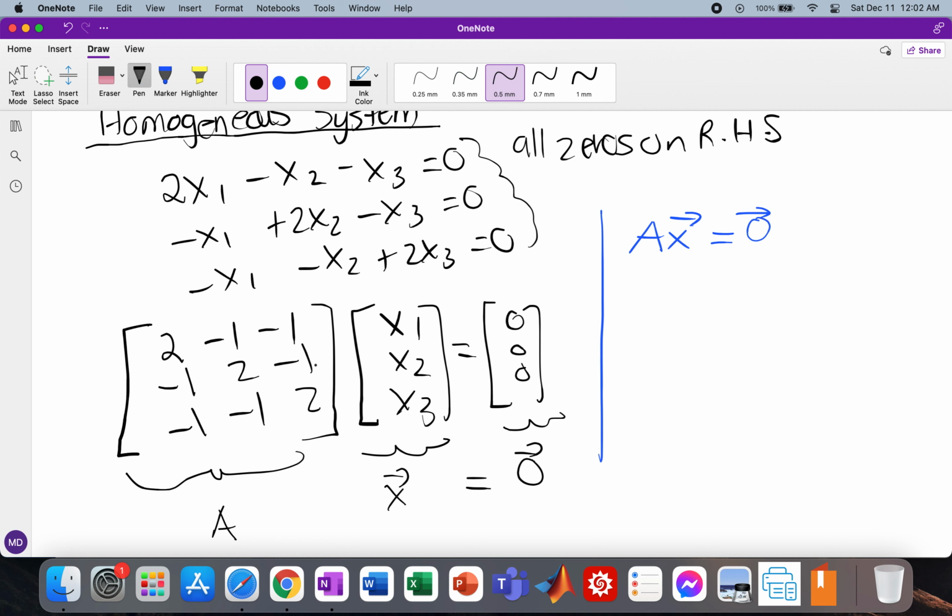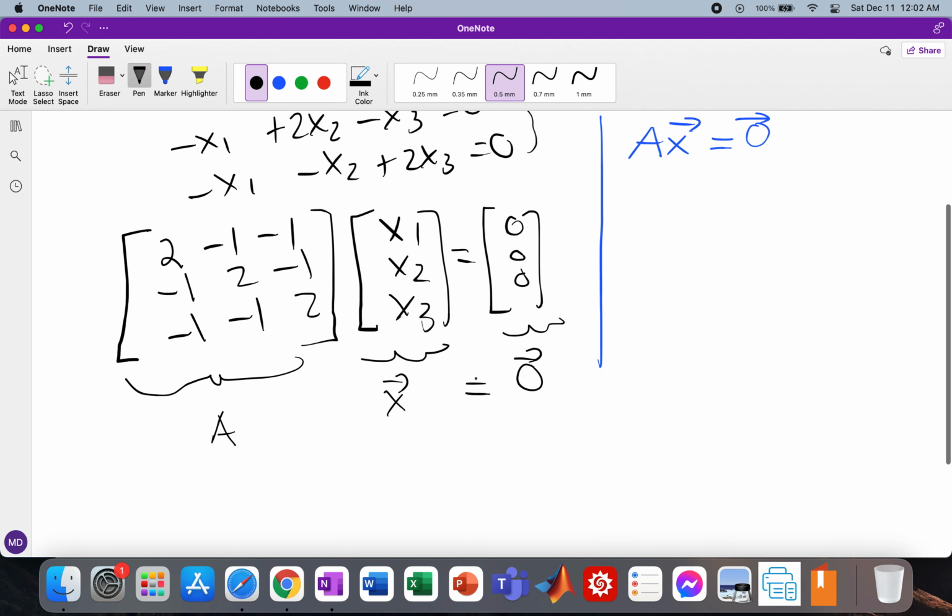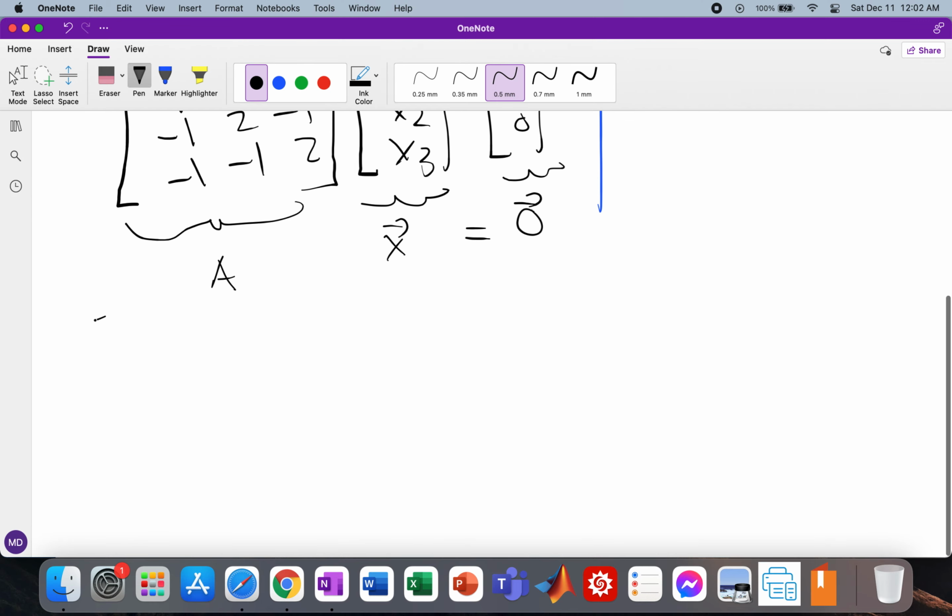Now, homogeneous systems are different from what we just did. What we just did was a system in which we had a unique solution. We had one and only one set of values for x1, x2, x3. As we'll see, for homogeneous systems this is not always the case. So consider the system here. Let's try and actually solve this equation Ax equals 0.